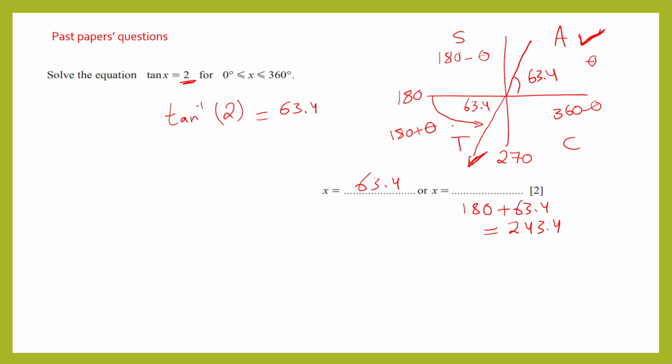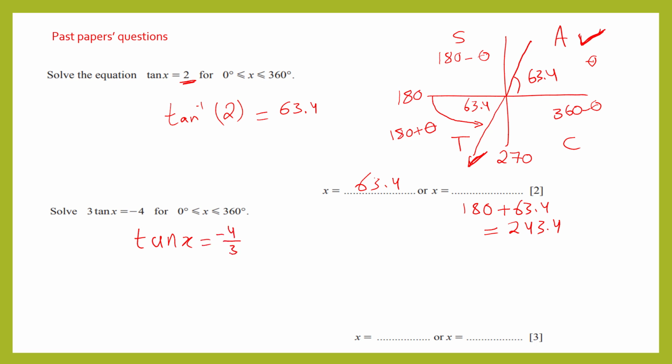In the third, we just added the theta to 180, so we got 243.4. Let's see one more point. Here, if I have solved 3 tan x equals negative 4, and x is included between 0 and 360 degrees. So this time, like you're solving an equation, you need to make tan x the subject of the formula. So tan x will be, we'll divide by 3, it will be negative 4 over 3.